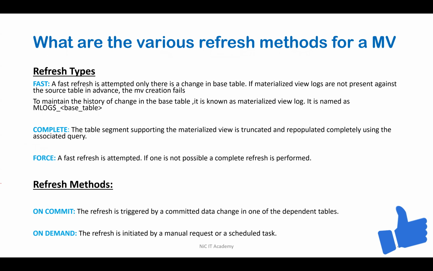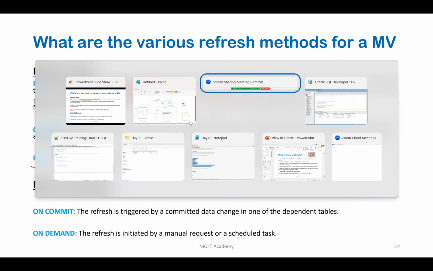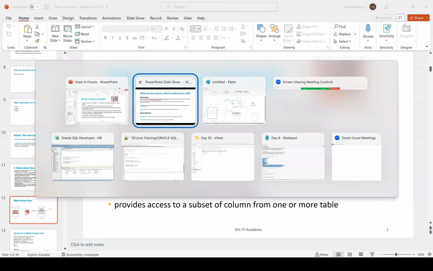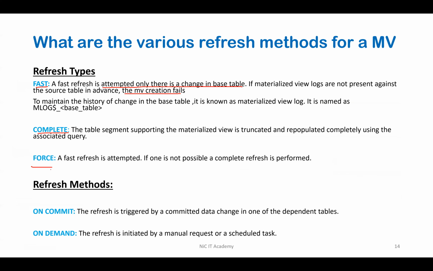See, fast refresh, complete refresh. Complete means full data; it will go for a complete refresh. Force refresh. Fast refresh means a fast refresh is attempted only if there is a change in the base table. If materialized view logs are not present against the source table in advance, the materialized view creation fails. Okay, fast refresh means this log should be available. Then only it will go for fast refresh. Otherwise, again it has to create the materialized view; that will not go for fast refresh.